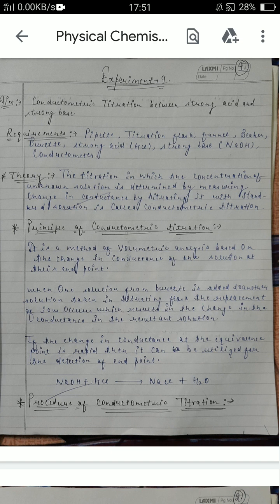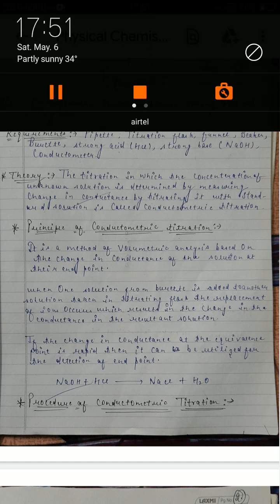Principle of conductometric titration: it is a method of volumetric analysis based on the change in conductance of the solution at the endpoint. When one solution from the burette is added to another solution taken in the titrating flask, the replacement of ions occurs, which results in a change in conductance of the resultant solution. If the change in conductance at the equivalence point is rapid, then it can be utilized for the detection of the endpoint. NaOH + HCl gives NaCl + H2O.